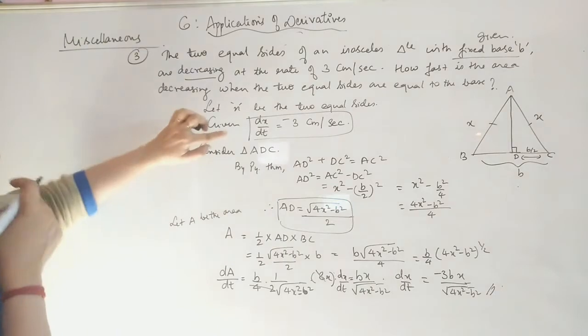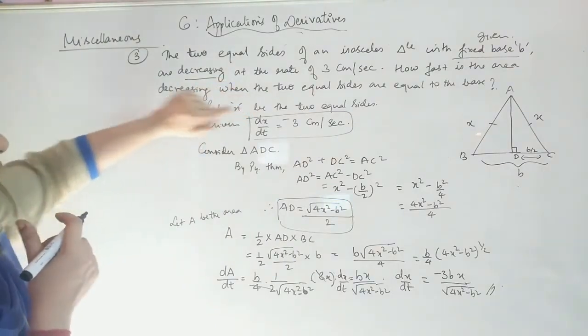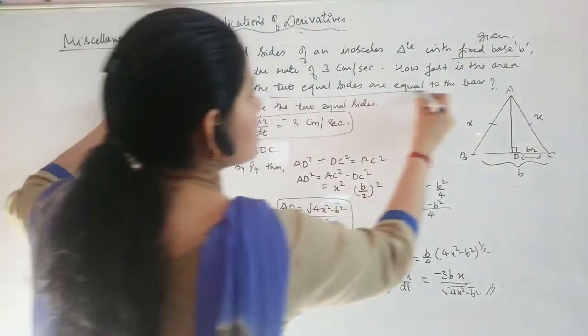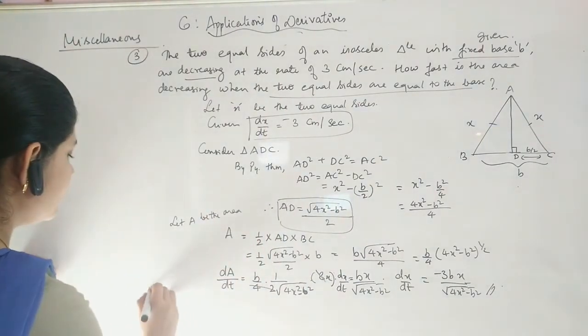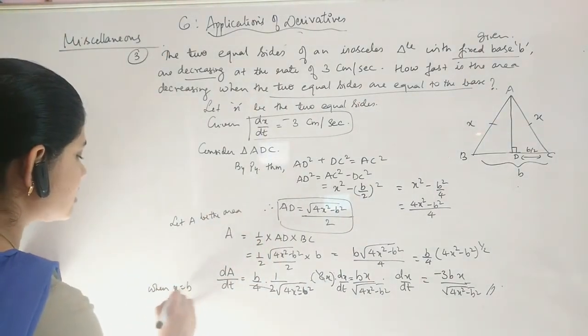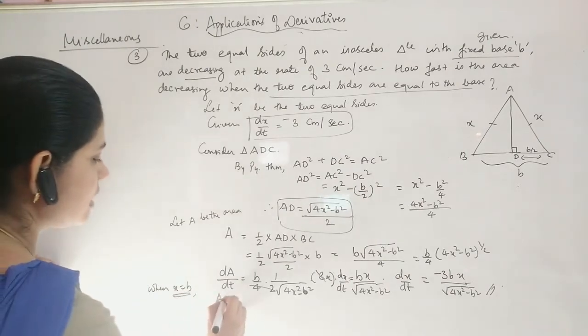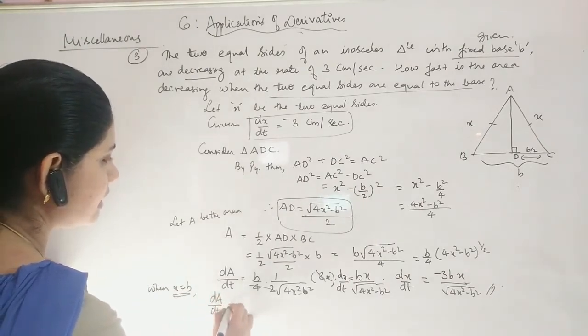Now you have to replace. What you need to find out is, when the two equal sides are equal to the base, what will happen to dA by dt? So when the two sides are equal, meaning when x is equal to b, what is dA by dt?